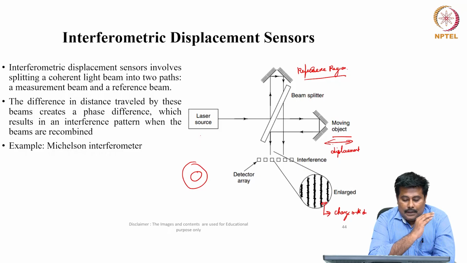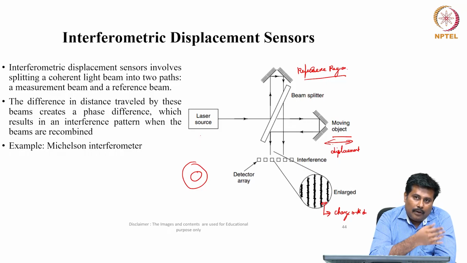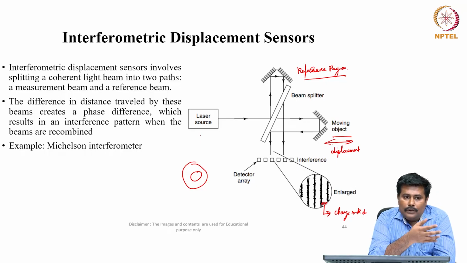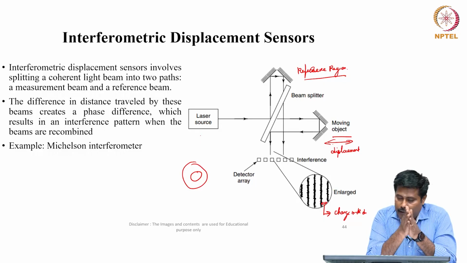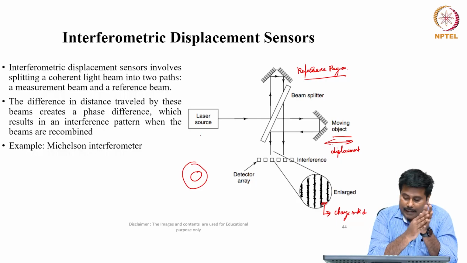The difference in the distance traveled by these beams creates a phase difference, which results in an interference pattern when the beams are combined. A good example of an interferometer which is widely used for different applications is the Michelson interferometer, which is used for vibration sensing, micro displacement sensing, pressure sensing, etc.